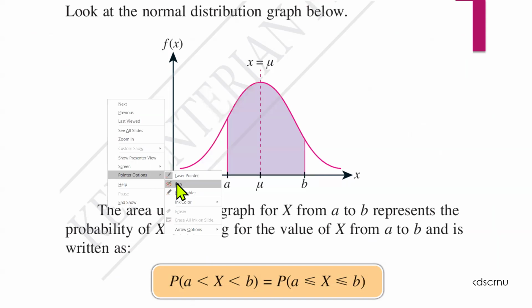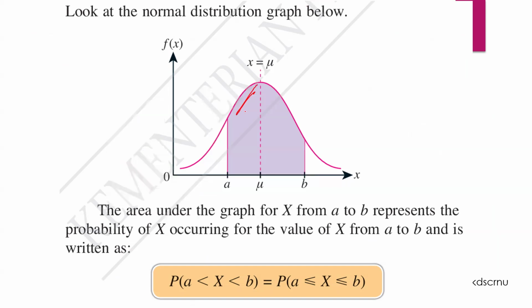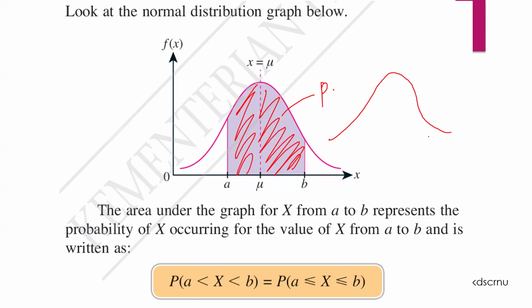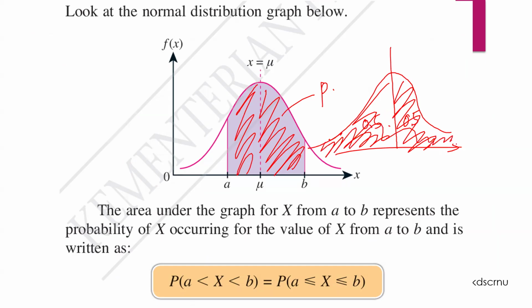Where can we see the probability? Here. The area under the graph is the probability. For the normal distribution, the left-hand side and the right-hand side are each 50%. Left and right are the same. So all the area under the graph will be 1. The probability is 1, which is 100%.